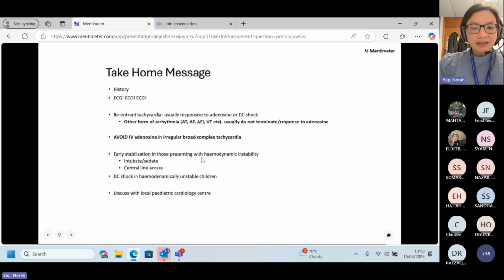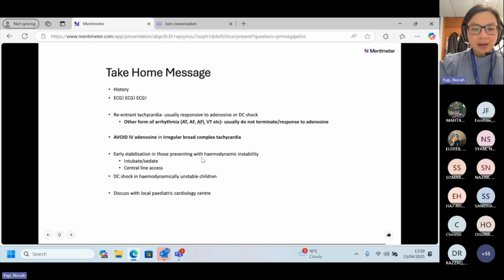So the take-home message is to get a good history. You cannot do too many ECGs, so more is better. Remember to do an ECG before, during, and after adenosine is given, because it actually helps your cardiac center to help you. Again, remember that reentrant tachycardias are usually responsive to adenosine or DC shock because you can terminate the tachycardia. The rest of them are less responsive.